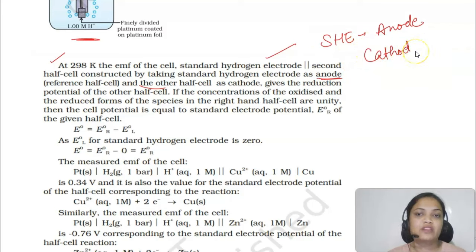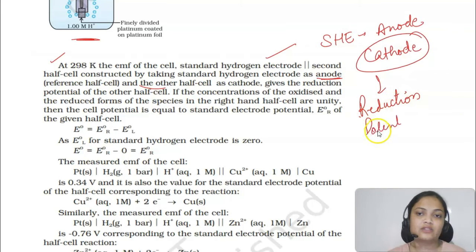So that will give you the reduction potential of the other half cell, meaning the one that you have taken as the cathode. Reduction potential or electrode potential means the same thing. Reduction potential or your electrode potential.